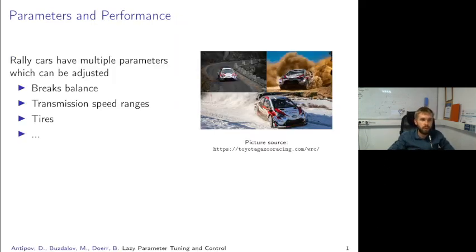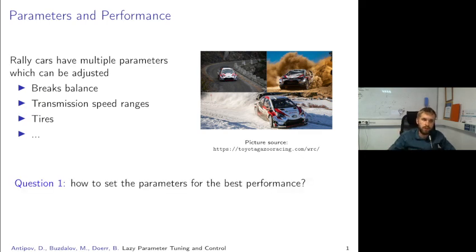So, parameters are important in many spheres. For example, imagine that you have a race car and it has many different things you can adjust, like the brake balance, or you can choose different tires. And when you face some track, you want to choose these parameters in the way so that your car is the fastest on this track. But it's always a non-trivial question how to set these parameters for the best performance.